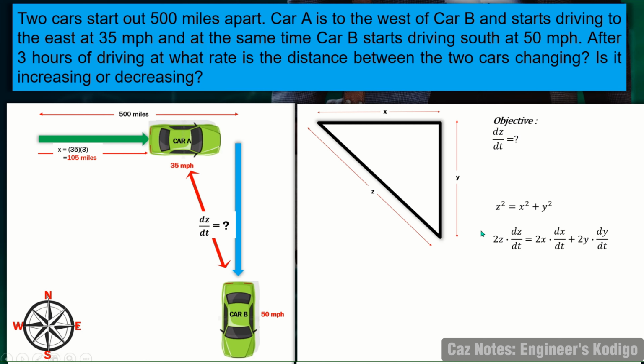So how is this equation obtained? Simply using the power formula, which I have already discussed in my previous video. The power formula: 2z raised to the power of 2 minus 1, so that's 2z dz over dt, because we are deriving all these variables with respect to time. And then this one, we have 2x dx with respect to time, and this one is 2y times dy over dt.